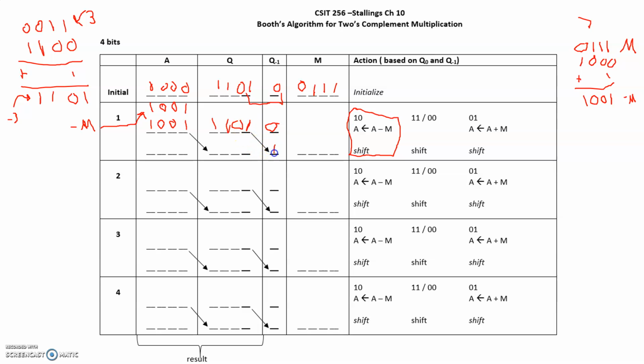So the 1 shifts here, 0 shifts here, this 1 shifts here, this 1 shifts here, this 1 shifts here, this 0 shifts here, this 0 shifts here, this 1 shifts here.